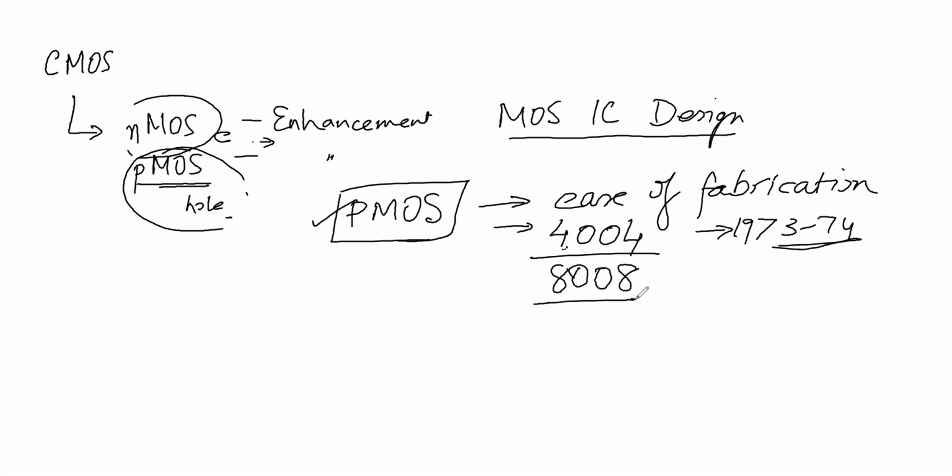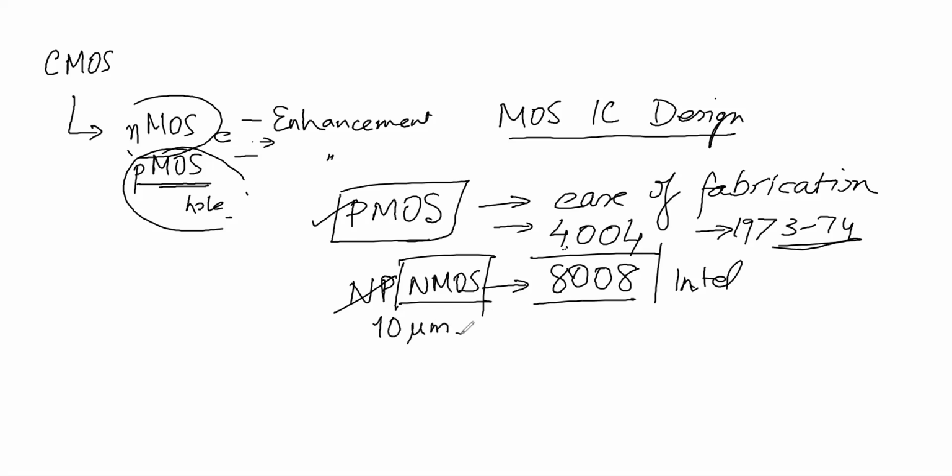8008, this was the next processor, both from Intel. Intel used to be the leader at that time. And this was using NMOS technology. So by that time, NMOS technology was stabilized. And if I am not wrong, this was something like 10 micrometer technology even at that time. And this was in the late 70s, 2 3 years down this line.